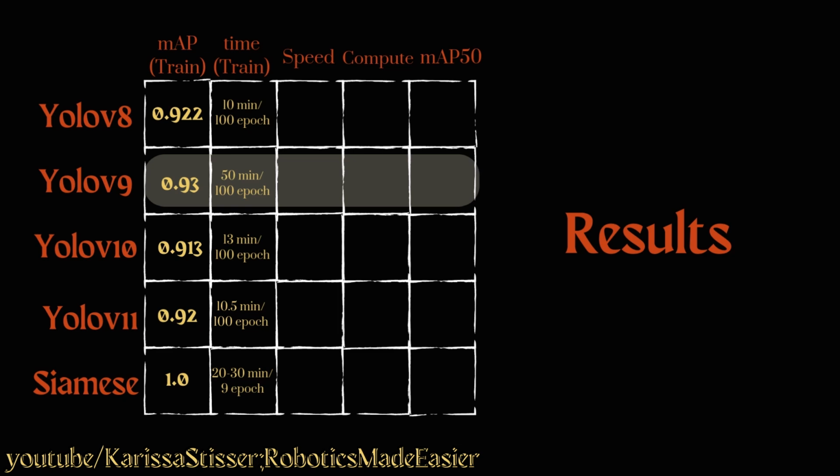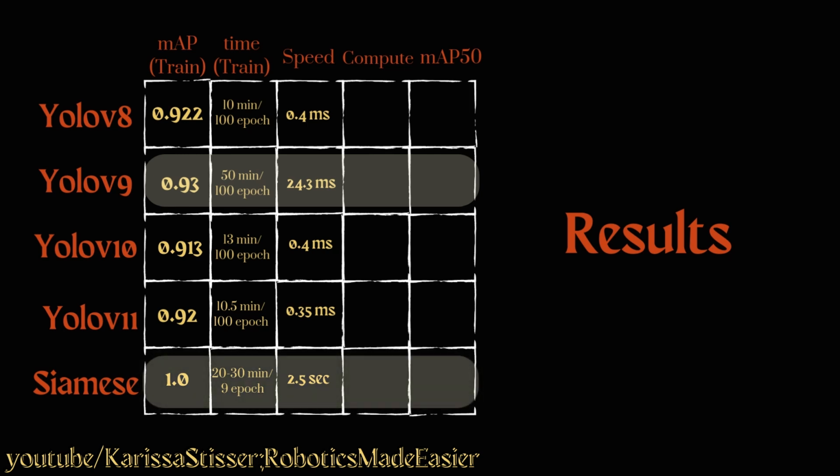So we're going to look at 3 factors: speed, compute, and accuracy. For speed, we're looking at inference speed. YoloV8 and 10 both run at 0.4 milliseconds, and 11 is slightly faster at 0.35 milliseconds. Both are fast enough. 9 is much slower at 24.3 milliseconds, but the Siamese network runs at 2.5 seconds, not milliseconds, seconds. And that's really just not fast enough to keep up with the camera and be sure I'll make the detection. So, Siamese is out.